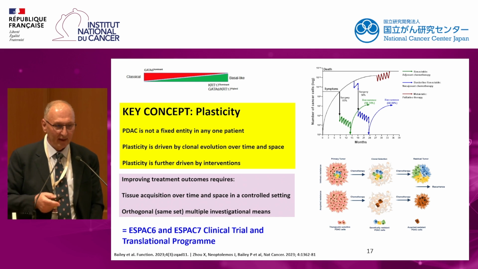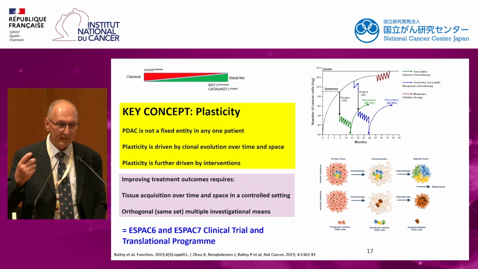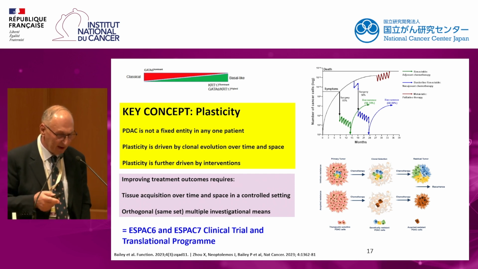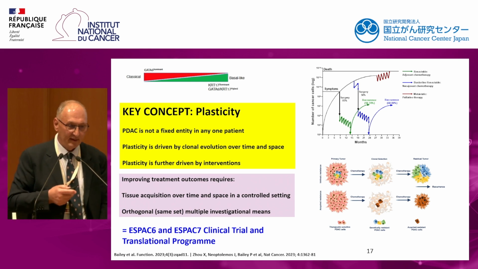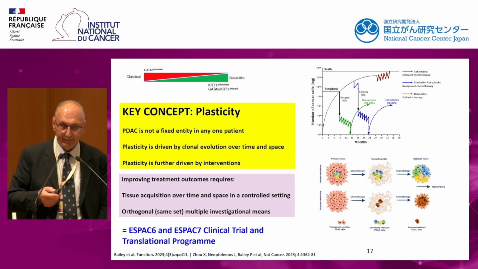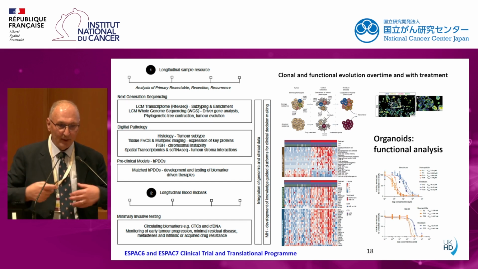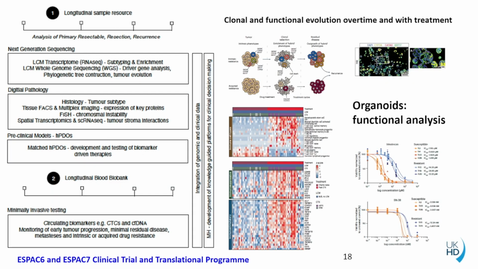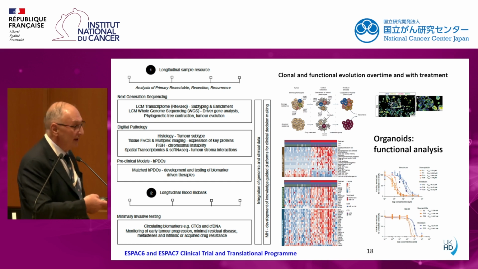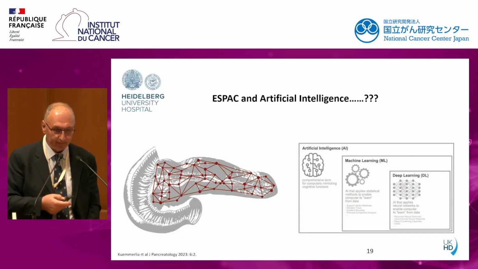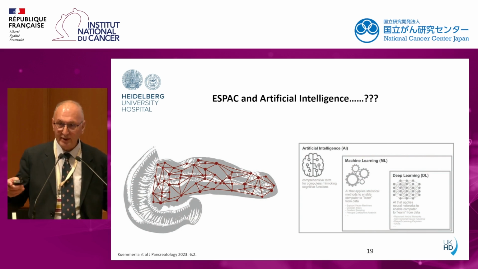So this is what we're talking about: plasticity, changes over time, changes with intervention. And this is what defined the approach for the SPAC 6 and 7 clinical trials. It's a clinical trial which combines an awful lot of tissue collection, genomics, transcriptomics, but also acquisition of organoids. In other words, these are tissues that are derived from the actual patient themselves, both epithelial cells, the cancer cells, and the CAFs. I won't go into it, but you can go into functional analysis to understand better what is going on in that particular patient. And of course, artificial intelligence will come into this somewhere.